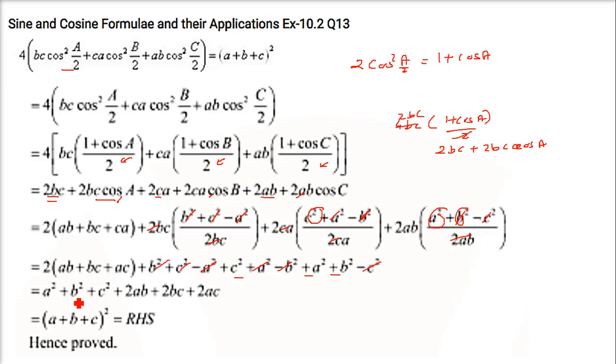Now a square plus b square plus c square plus 2ab plus 2bc plus 2ac is nothing but the formula of (a plus b plus c) whole square.